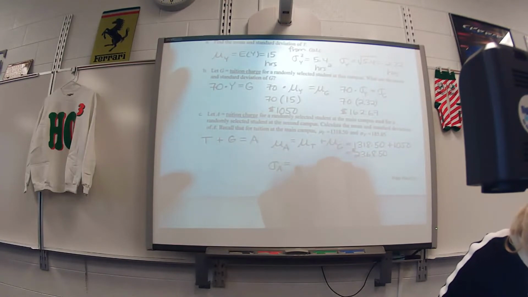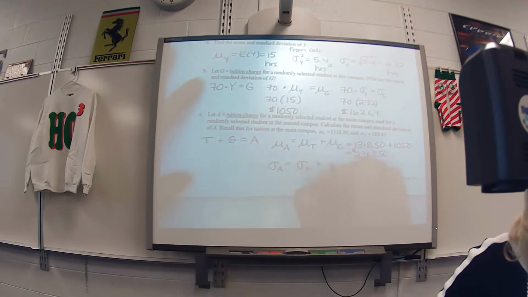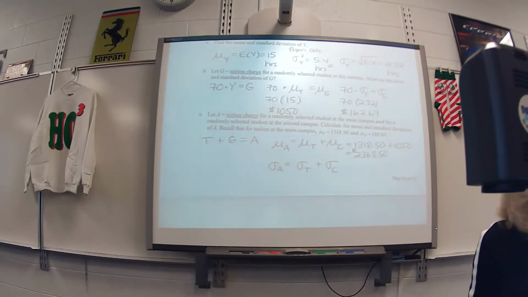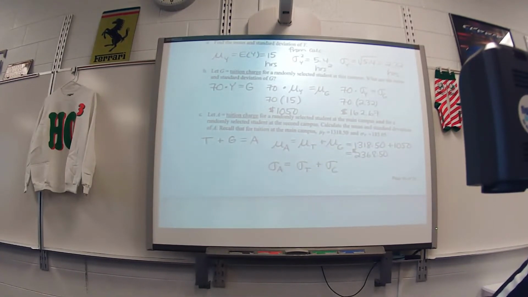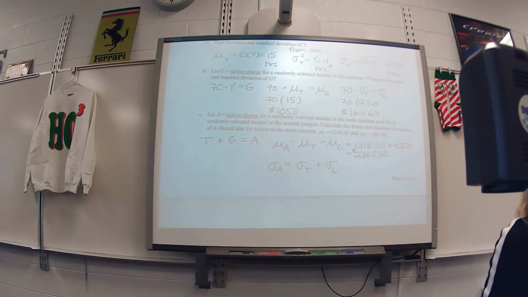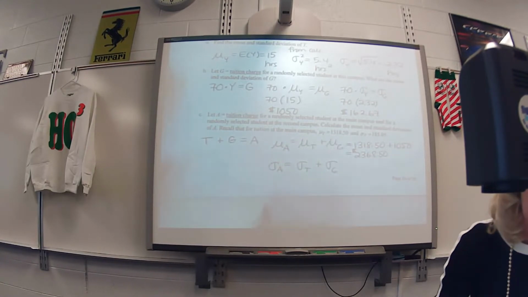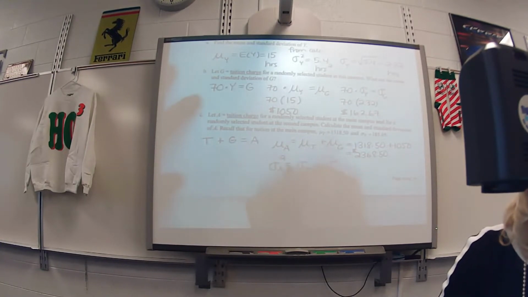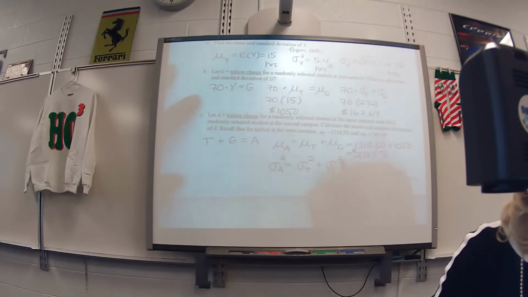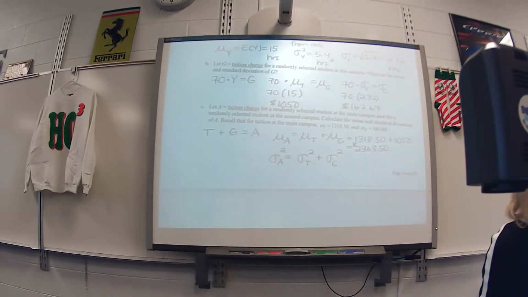And people are going to be tempted to say, well, I'm just going to take the standard deviation for T and add it to the standard deviation for G. And guess what? That doesn't work. And that's why I said, think about it. It's supposed to kind of look like the Pythagorean theorem. I need this squared equals this squared plus this squared. You can only add variances.